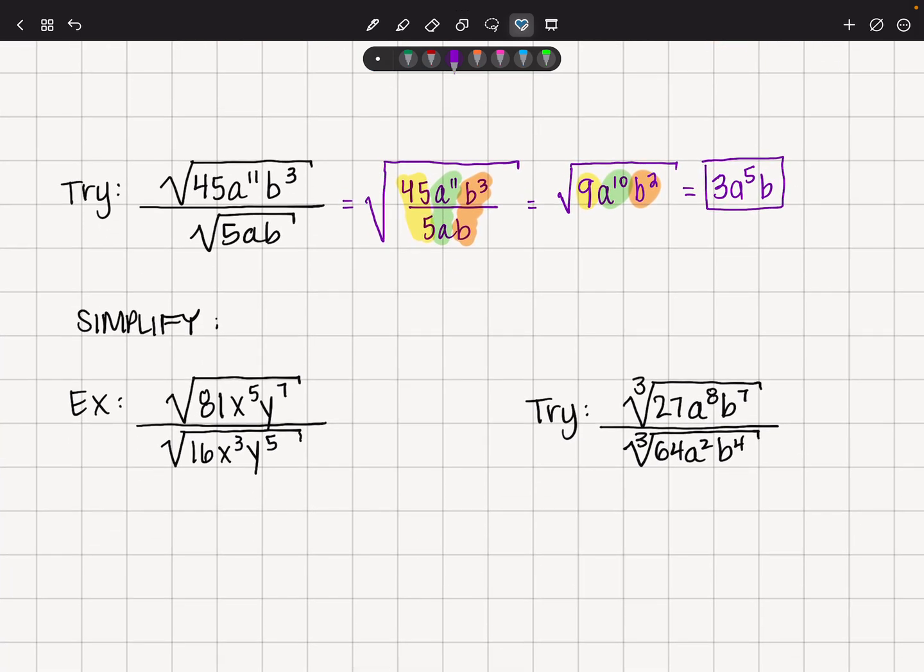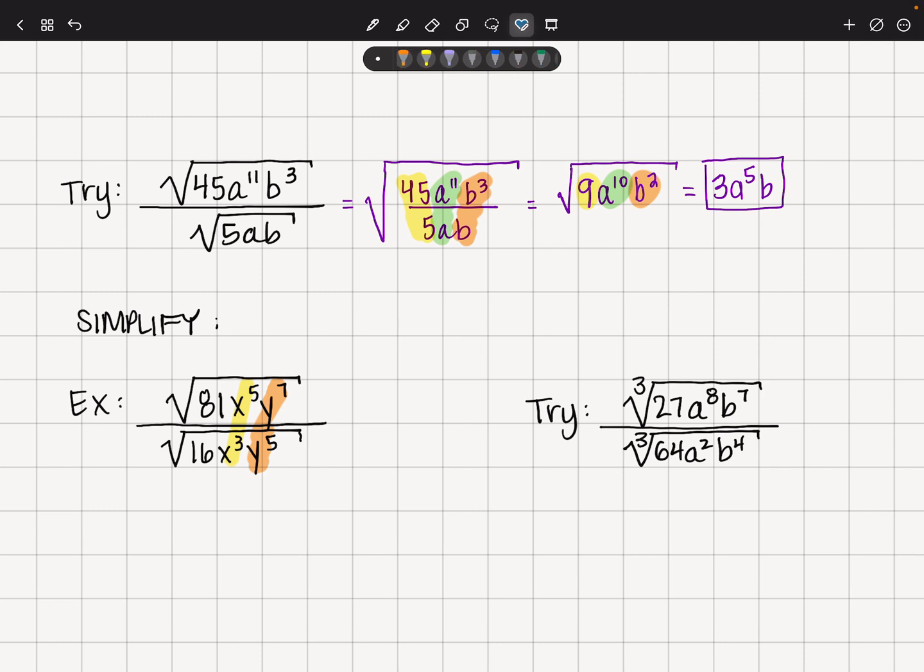Okay, this next problem, 81 and 16, both underneath a square root. Well, the square root of 81, that's 9. The square root of 16, that's 4. Then we just have to do something with these variables. So x to the 5th over x cubed, and y to the 7th over y to the 5th.